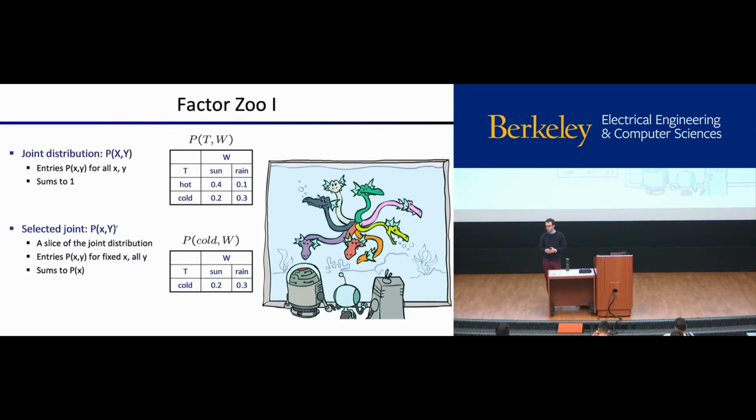Questions so far? There are 3 more types of factors we're going to see. Yes? Yeah, it's just we need a name for these tables that we're multiplying, and so we're calling them factors. Yeah, exactly. Other questions?